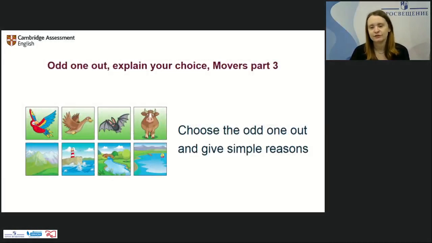Another one which is different from movers, and you don't have this task in any other exams, where you have to identify which picture is the odd one out. I want to emphasize that there is no correct answer here, and what they have to do is just to prove their point. So if they think that, for example, the bat is the odd one, they just have to give reasons, very simple reasons.